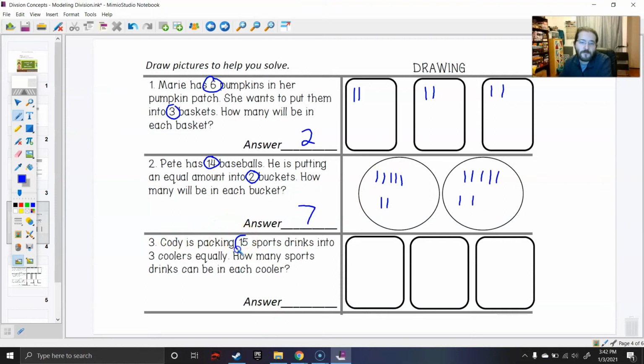Cody is packing 15 sports drinks into 3 coolers equally. How many sports drinks can be in each cooler? So we get 1, 2, 3, up to 15. So how many are in each? 1, 2, 3, 4, 5.